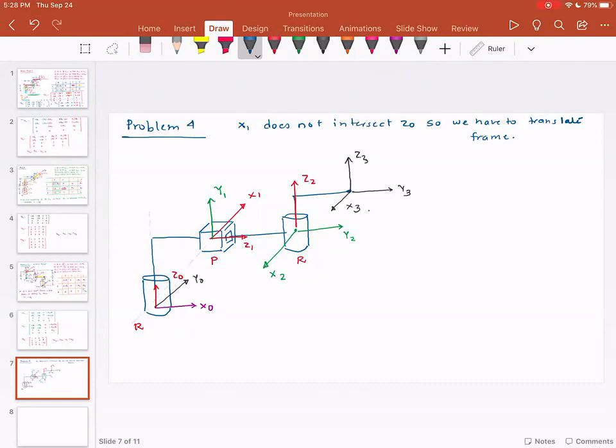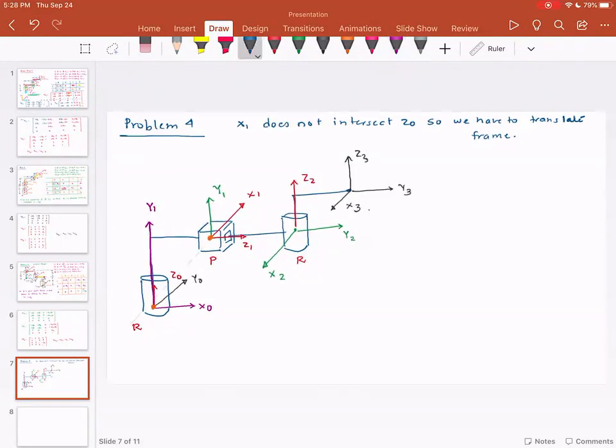Depending upon what you follow, you can have translation multiple ways. You can actually place this frame all the way on top of here. So you could have, I'll use a different color, this is going to be my Y1, this is going to be my Z1, and this is going to be my X1.